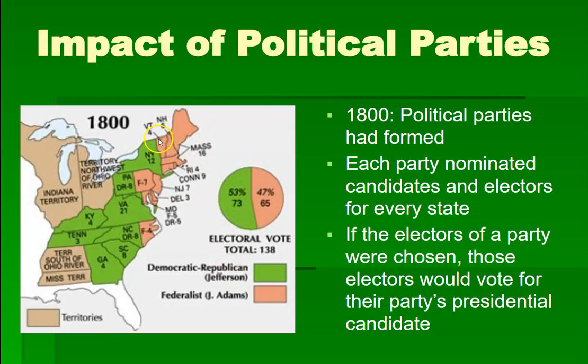However, if, say, Vermont chose Federalist electors over the Democratic Republican electors, then those electors would support, of course, a Federalist candidate. I recognize this can be a confusing topic, so feel free to email me and I can help explain a little better.